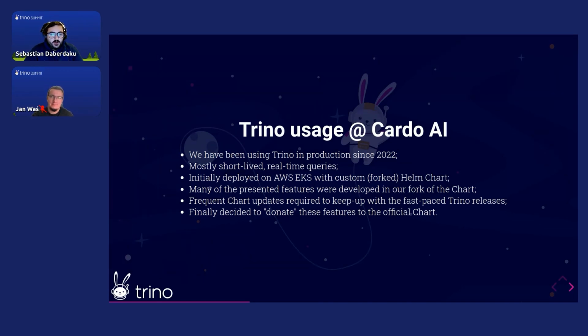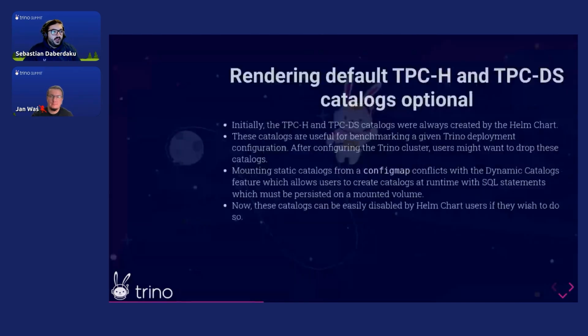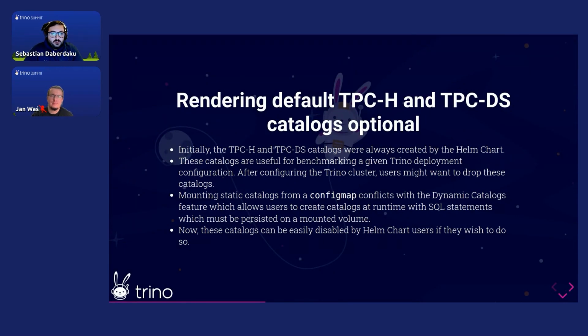We initially deployed Trino in EKS using our own fork of the Helm chart, where several of the features that I'm going to present here were initially developed. But as you all know, Trino development is really fast-paced, and there were also new features coming up in the chart, which were really nice. And keeping up, merging the new features in my version of the chart was becoming a chore. So I came to the conclusion it was best to donate what was useful from the developments that we had done to the community maintained chart. So let's start with the first contribution.